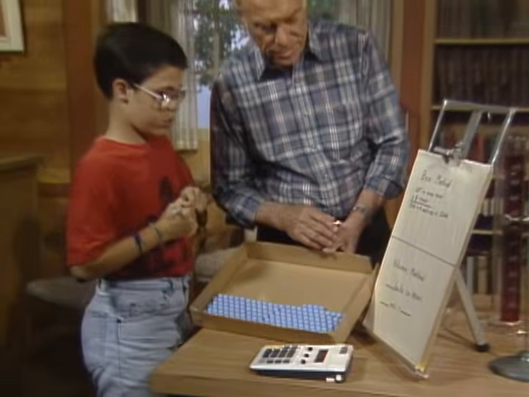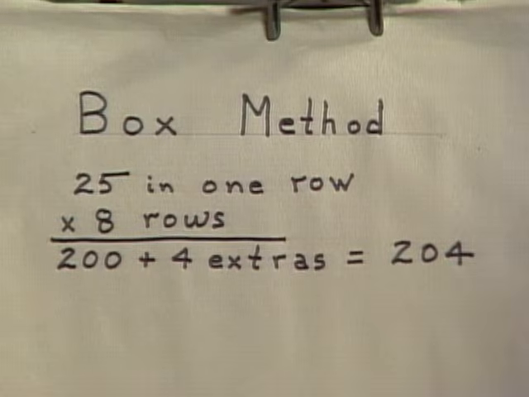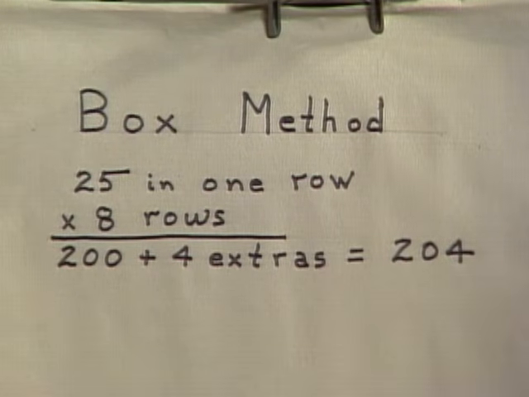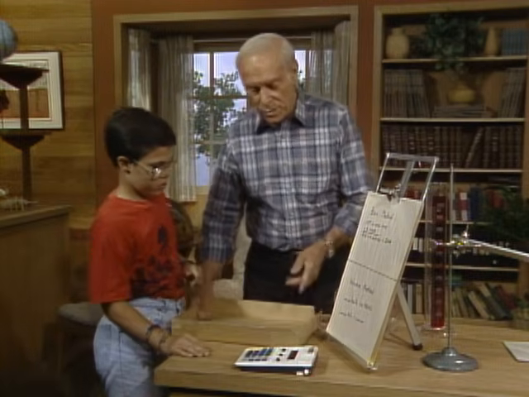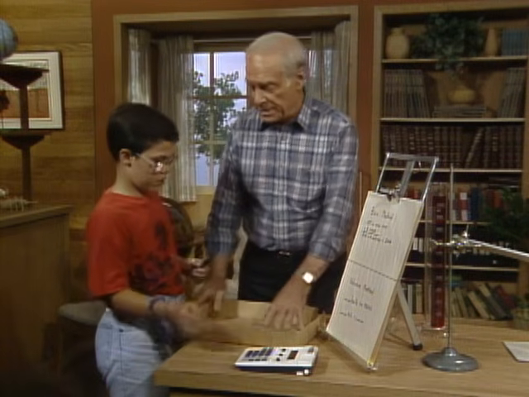Well, okay, there was 25 in one row, and there were 8 rows. That's 200. And then with the 4 extras, it comes out to 204. So that's our estimate using, you can see why I call it the box method. Yeah, it's because a box is on top, right?